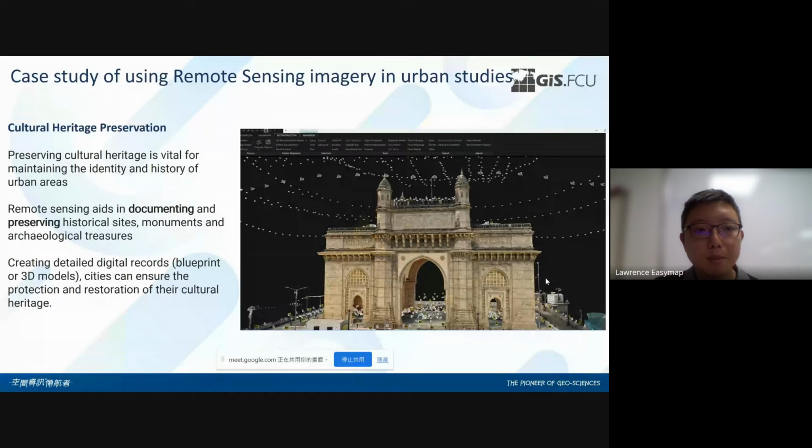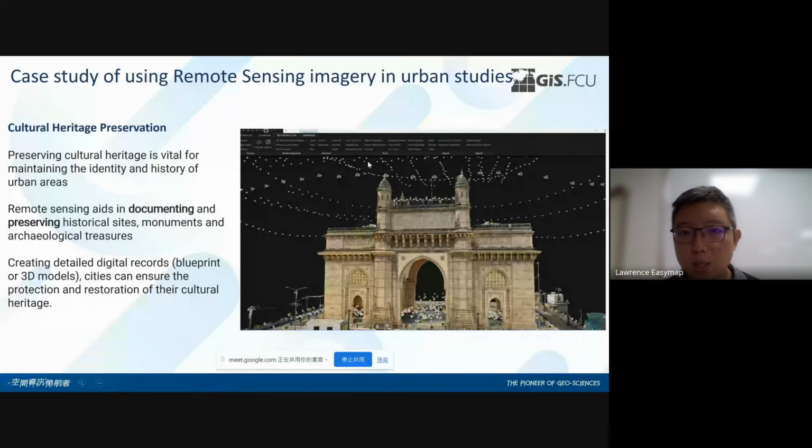So remote sensing is a very useful tool for documenting and preserving historical sites. The size, the dimensions, the color, and the materials used can all be documented. So the UAV images can create a digital record. We call it a blueprint or 3D model. I will talk about the 3D models in the later slides. And it is very useful in order to restore this heritage.